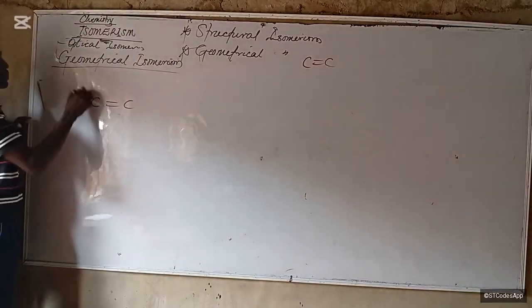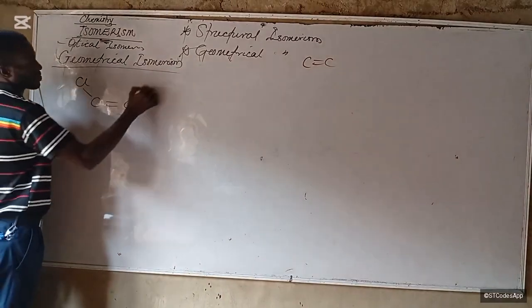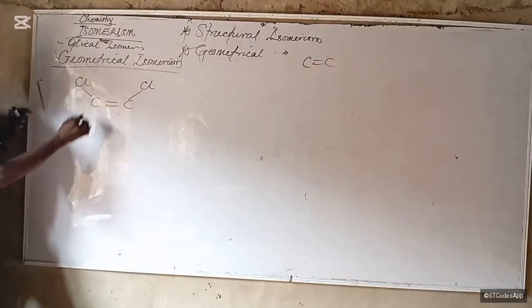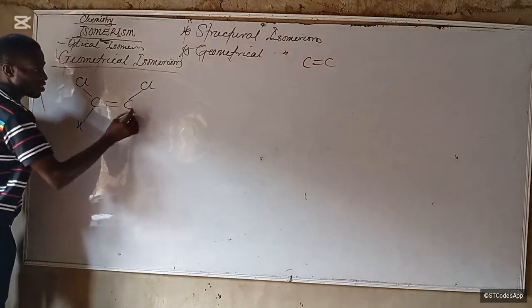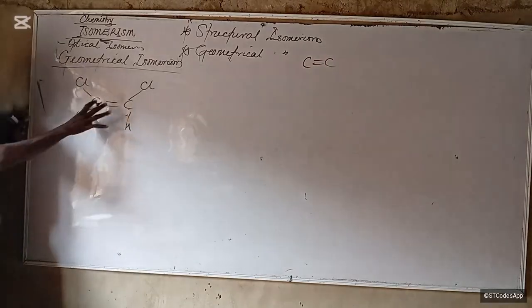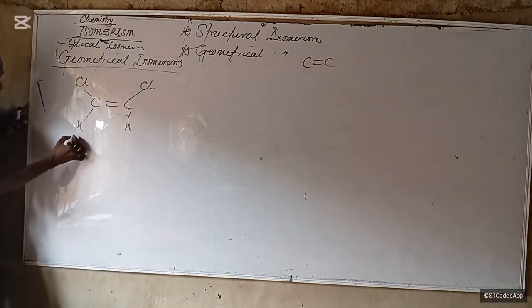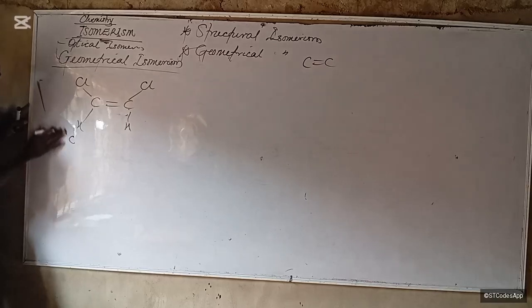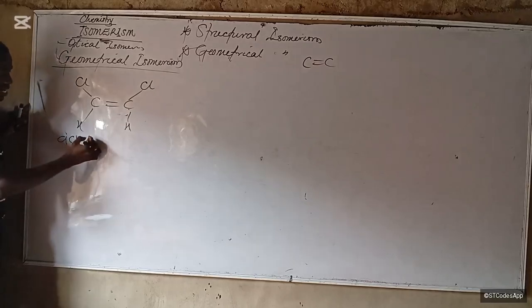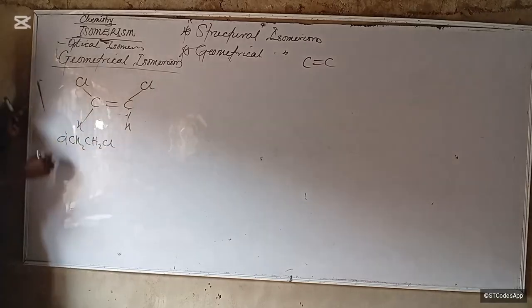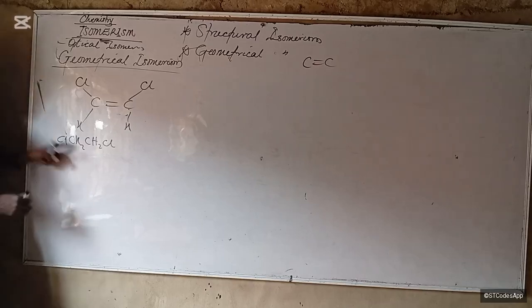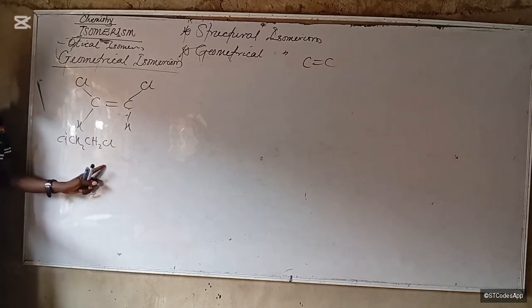If the chlorine appear on the same side like this, there is a name for it. So this thing, you know that this is C. If I wanted to write this, I would write CH. How would I write this? CH2Cl, right? And CH2Cl. Isn't it? This is the condensed form, right? Is this one clear?